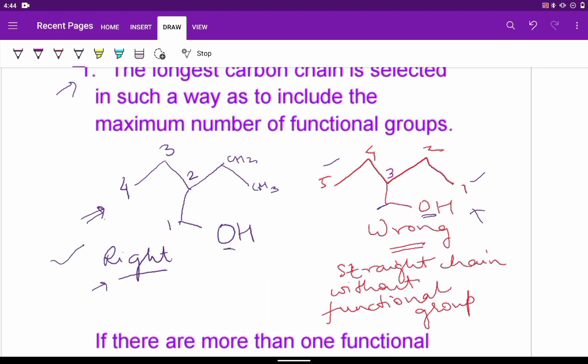In this, you see the OH functional group is joined to carbon number 1. So here we are taking the chain having 4 carbon atoms, 1, 2, 3 and 4. Here the functional groups are directly linked to the straight chain we are considering. OH is also joined to the straight chain, and the CH2 CH3 part is joined to carbon number 2 of the parent chain. So this is the right way of numbering.